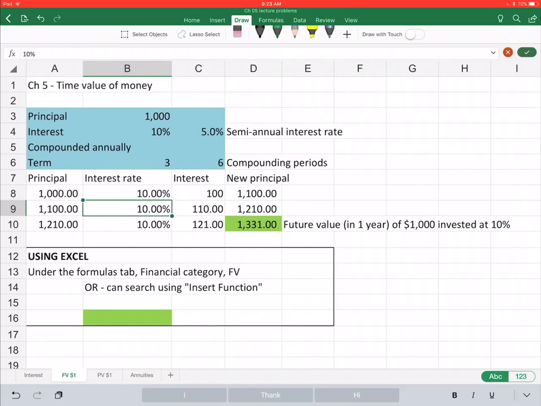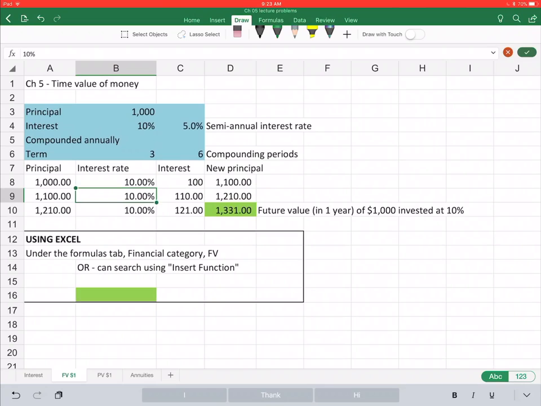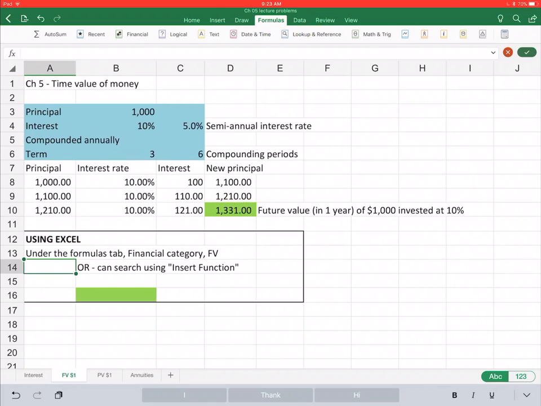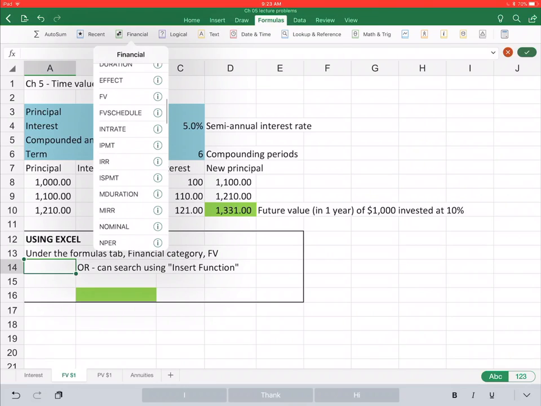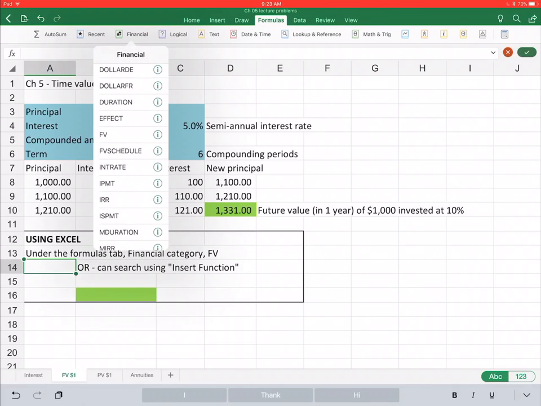We could do that. Or we could use what's called a future value calculation in Excel. Notice here in this box, it says under the Formulas tab in Excel, in the Financial category, you can use FV. If you go to the Formulas tab under the Financial category, you can see it gives you a laundry list of different formulas that you can use. FV you can see right in the middle.